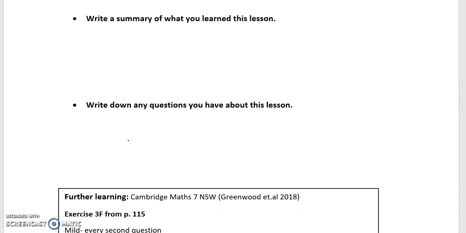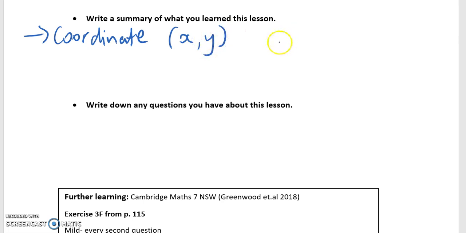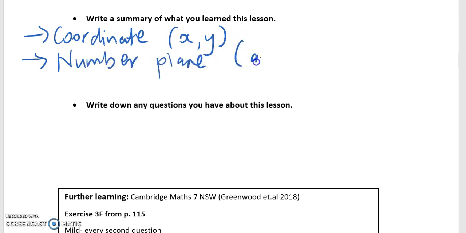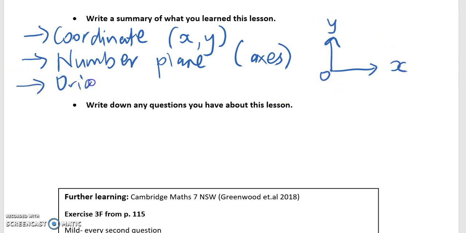What are some important things we learned? Well, make sure you know what a coordinate is. In other words, it's a point. Make sure you know that X comes before Y. We learned about the number plane today. We learned about the axes. We learned about the x-axis and the y-axis, and we learnt about this point here called the origin, which is 0, 0. We learnt about the 4 quadrants. Okay, you write down anything else you can think of.